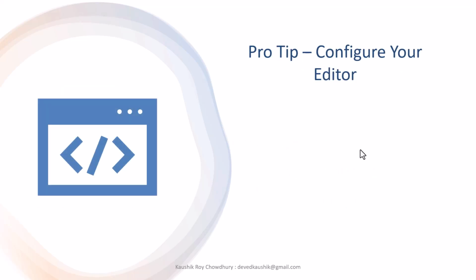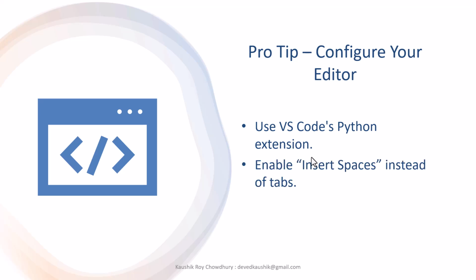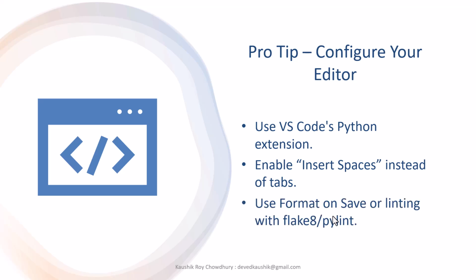Now we come to the pro tip: configure your editor. I will not walk through all that is said, but it's very easy for you to follow once you look into the resources, the downloadable resource attached to this lecture. That will give you all the steps. Use VS Code's Python extension, enable insert spaces instead of tabs, and use format on save or linting with Flake8 or Pylint. So to avoid indentation problems, we'll have to configure VS Code to insert spaces and auto format your code. Linting tools like Flake8 help catch inconsistencies before runtime.